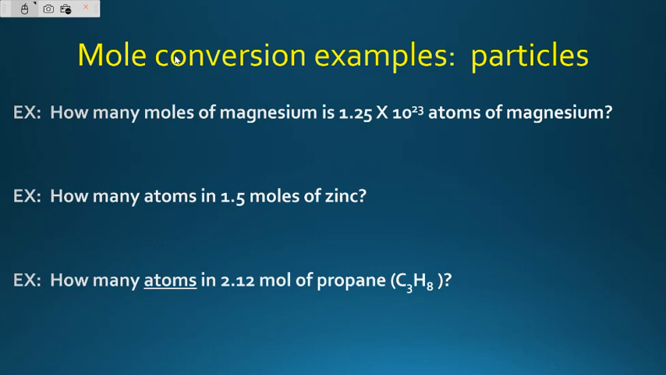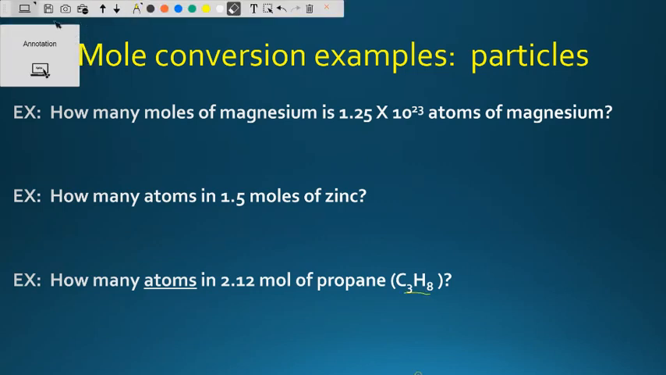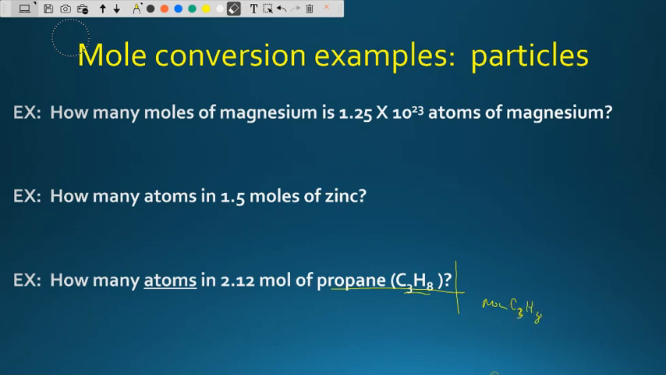Now, notice that I've been emphasizing this question about the atoms along the way, and this time I have a compound. Okay, I have 2.12 moles of propane. Well, I can't go directly to the atom because I have a compound. In fact, it's a molecular compound. Instead, because it's a molecular compound, I have to go from moles to molecules first. And then I ask the question, how many atoms are in that molecule? Okay, so it's a 2-step problem along the way.